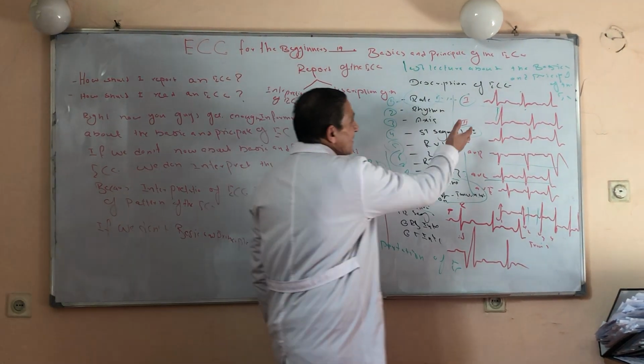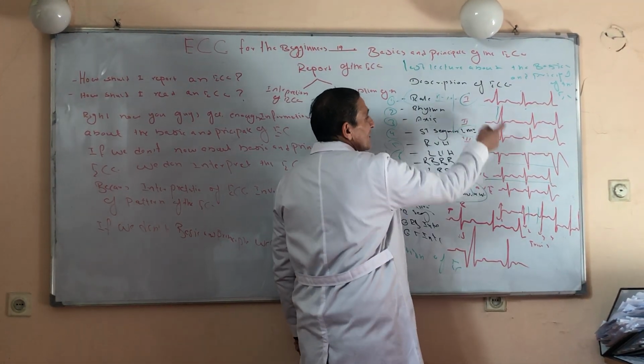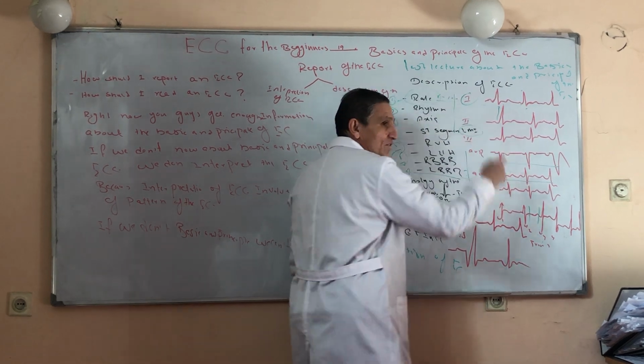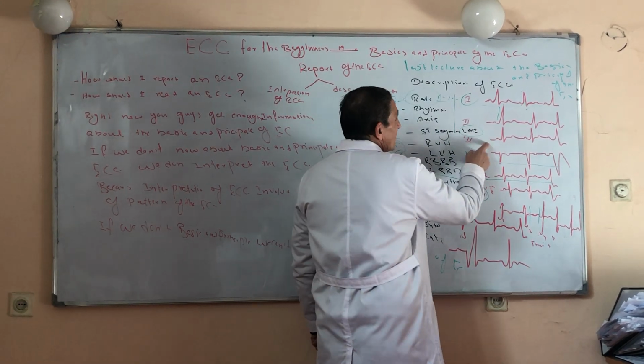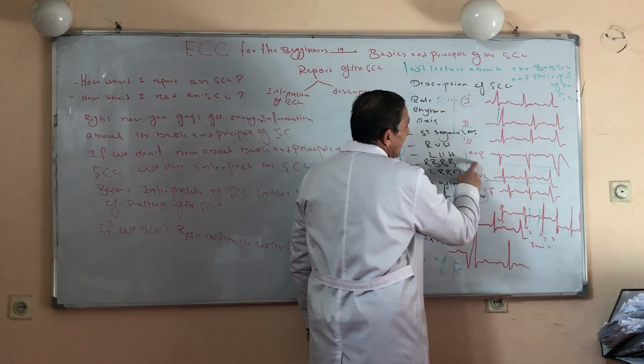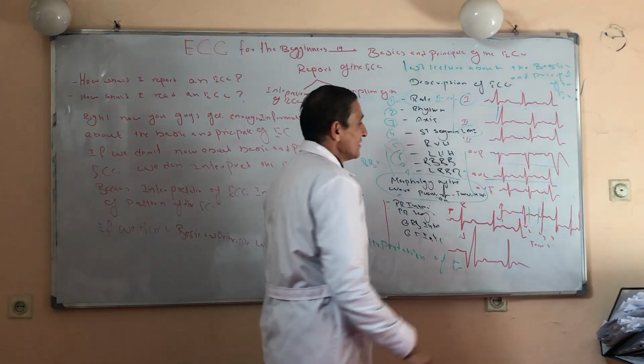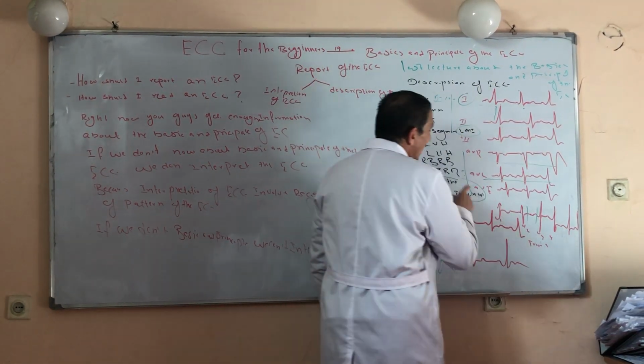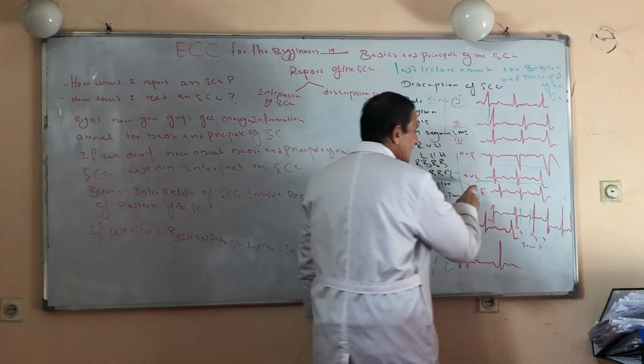This is the 12 standard ECG leads. Lead 1, standard lead 2. Lead 2 is the largest lead of the ECG. And lead 3, this is lead 3. And AVR is a negative lead in the ECG. And AVL is the smallest lead in the ECG.